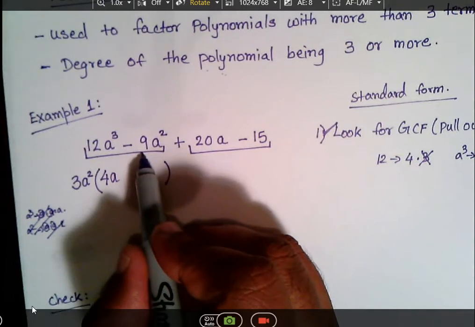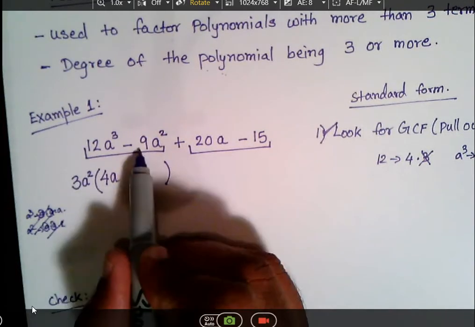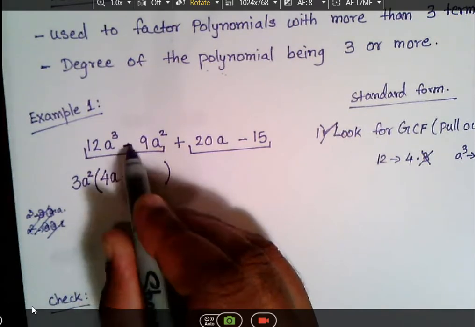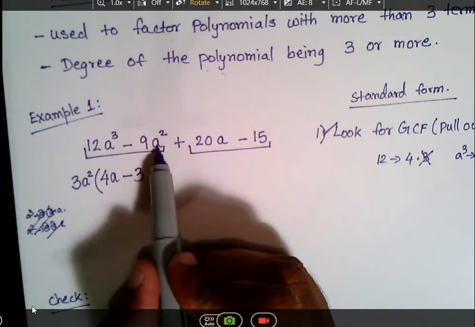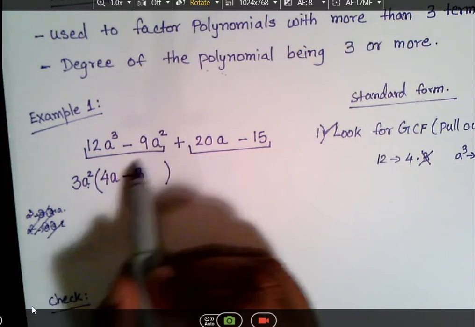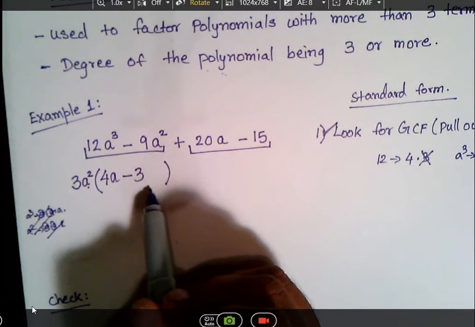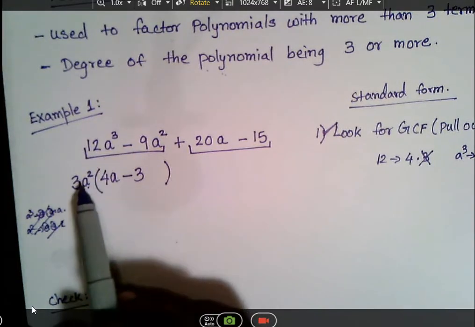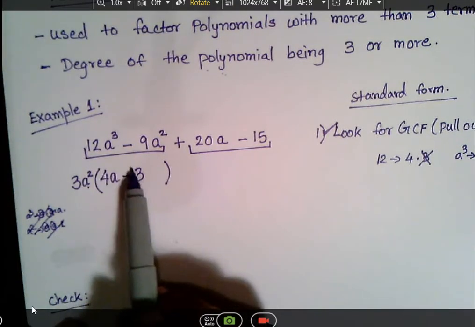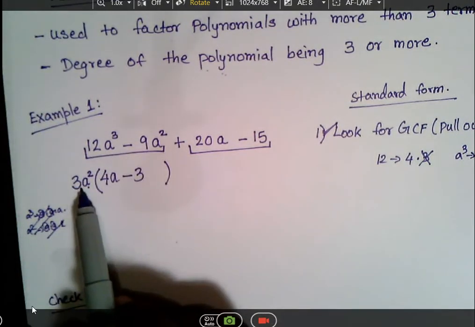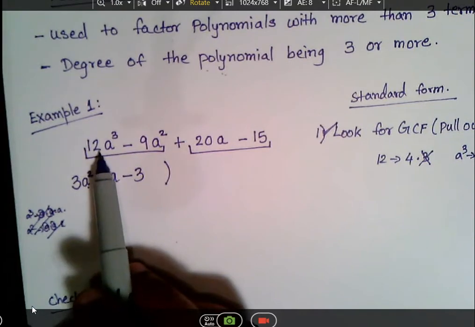Now what's left of my second term? I pulled out a factor of 3 from 9, so what's left is a 3. The minus sign makes it a minus 3. Out of the a squared, I pulled out an a squared, so there is nothing left but 1. So 3 times 1 is 3. I'm going to do a quick check to see if I get back these 2 terms. So 3a squared times 4a is going to give me 12a cubed.